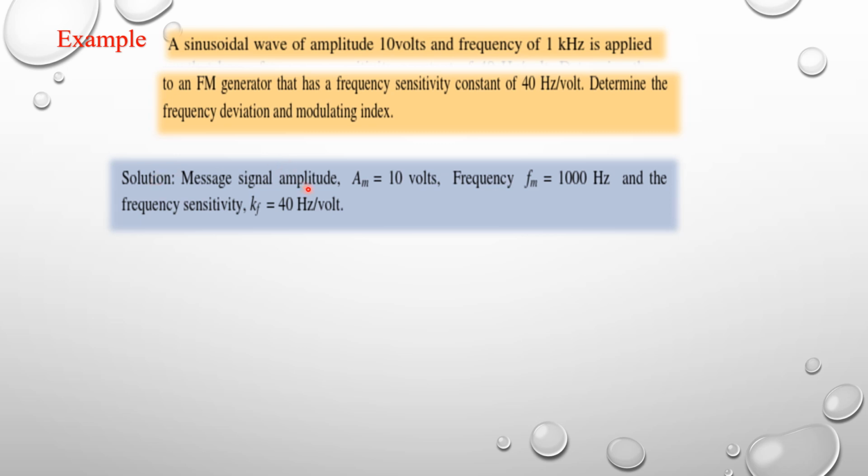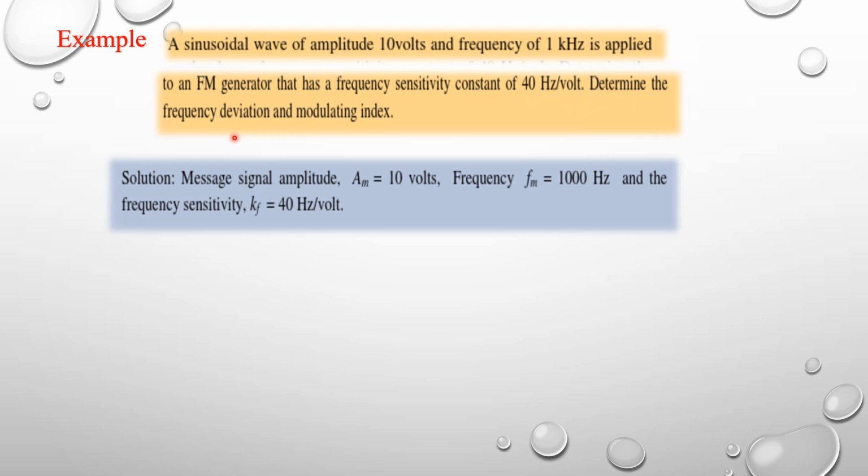The amplitude of the message signal Am is equal to 10 volt. So this is the amplitude of the message signal, it's equal to 10 volt, and the frequency Fm of the message signal is equal to 1 kilohertz, which is 1000 hertz. Then they give the frequency sensitivity constant Kf, which is equal to 40 hertz per volt.